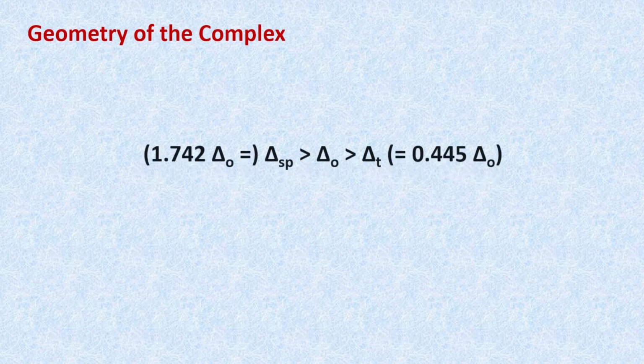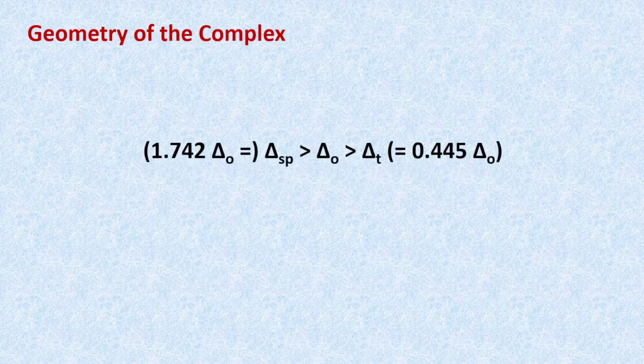The last factor is the geometry of the complex. As demonstrated by the experimental data from the energy level diagram, the order of CFSE of a particular metal ligand complex in various geometries is square planar, which is greater than octahedral, greater than tetrahedral.